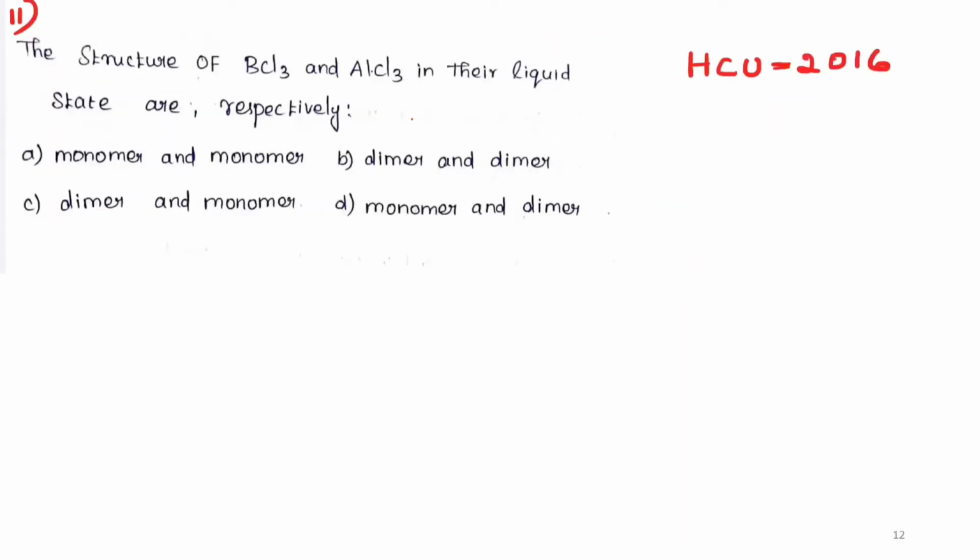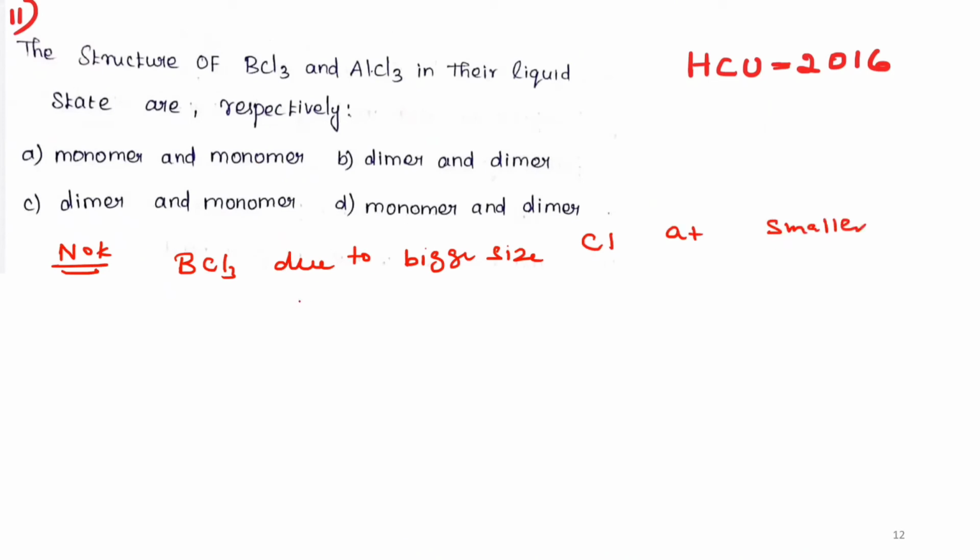They are asking about the structure of BCl3 and AlCl3 in liquid state respectively. Listen, very important, please note this concept. In BCl3, due to the bigger size of the chlorine atom and the smaller size of the boron atom, it always exists as a monomer, not a dimer. Monomer.